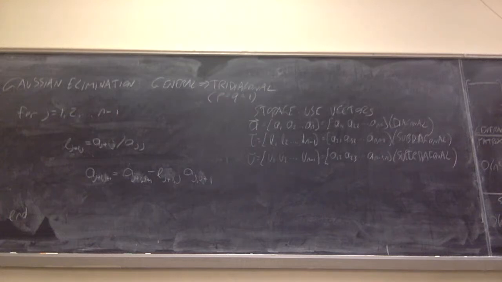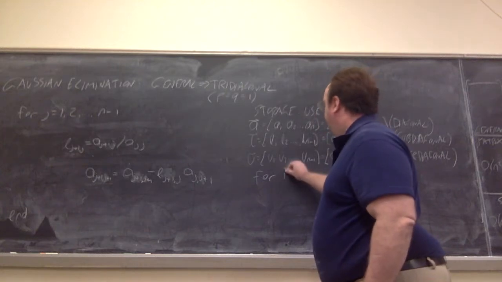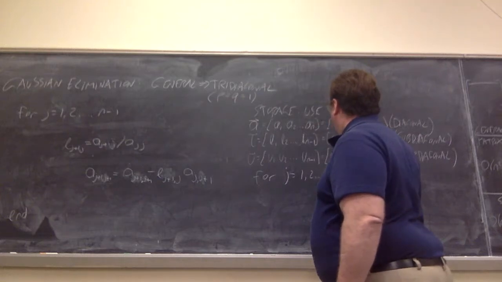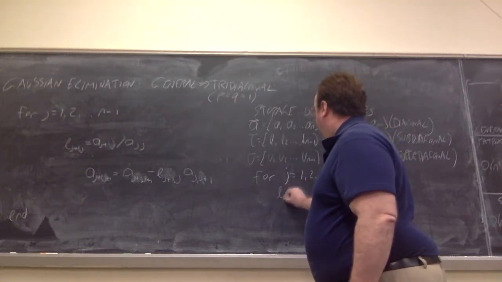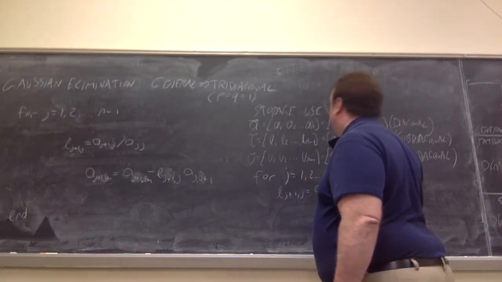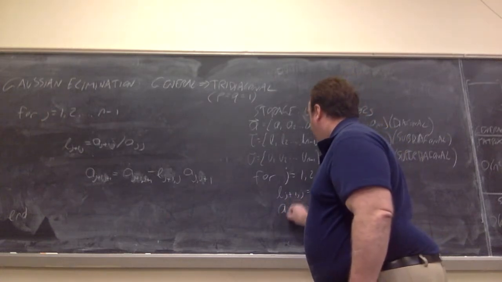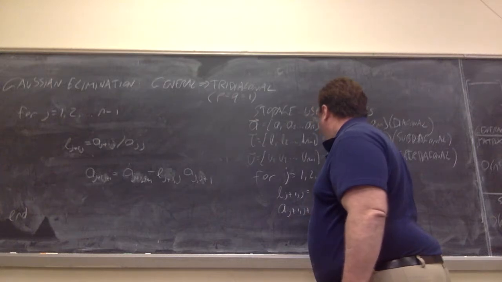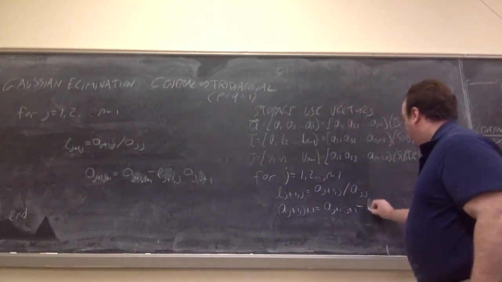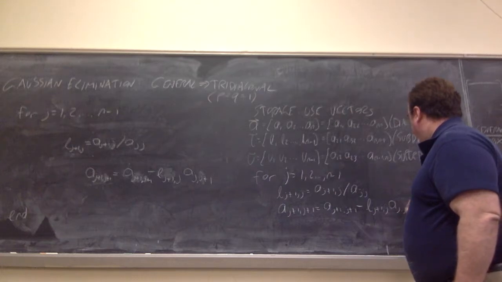Okay. So now, if I take my Gauss elimination algorithm, which I'll repeat down here in a more condensed form, we have L_{j+1,j} equal to A_{j+1,j} over A_{jj}. And then I have A_{j+1,j+1} equal to itself, minus L_{j+1,j} A_{j,j+1}.